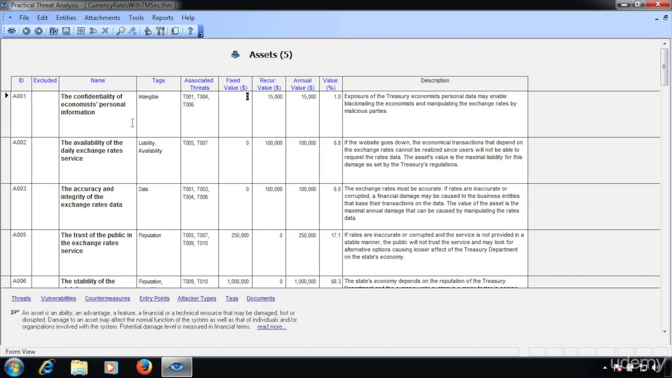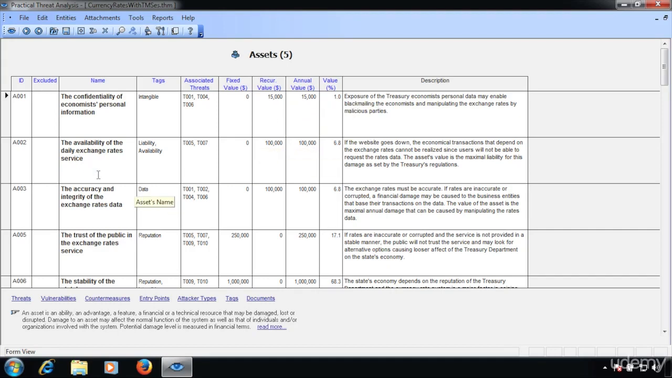It's the confidentiality of personal information. So it really doesn't have a specific value. In case this asset has been compromised, the cost is going to be very high. Now, the recurrence value is 15,000, and the annual value is also 15,000.